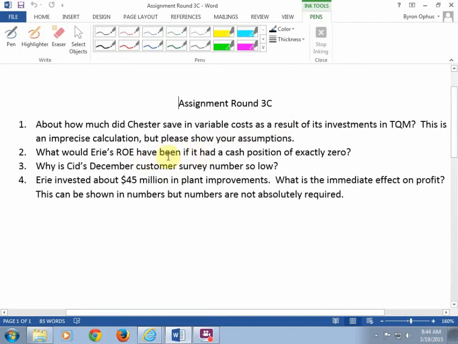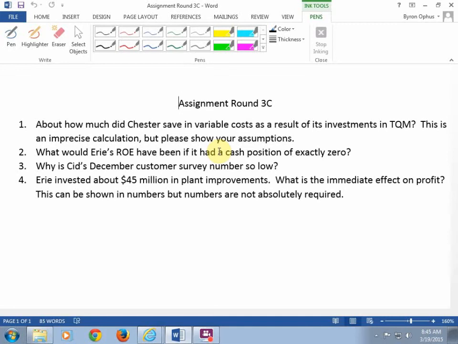Four, Erie invested about $45 million in plant improvements. What is the immediate effect on profit? This can be shown in numbers, but numbers aren't absolutely required. So again, there's some calculations that you could do, and that's fine. You don't necessarily need to do that. I just want you to think about what happens when you spend money on plant improvements.